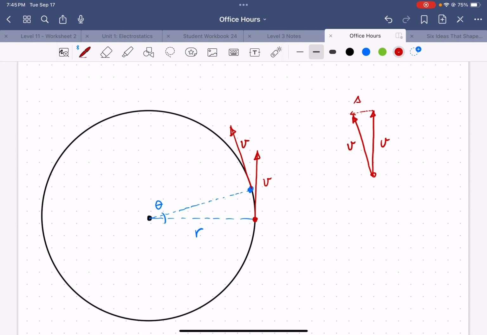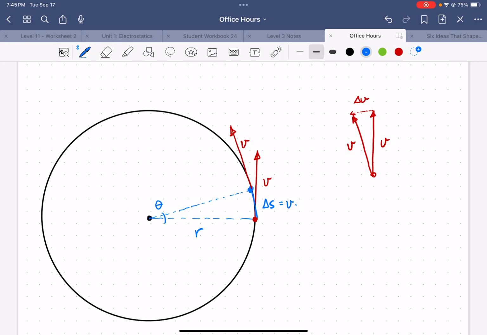So the point here is that this triangle is going to be similar to this triangle here. So what are the other dimensions of the blue triangle? Well, the short side of the blue triangle will be the distance that this object has moved along the circle. So let's say some time interval delta t has passed. The distance along this arc, which we could call delta s, would be equal to the velocity multiplied by delta t.